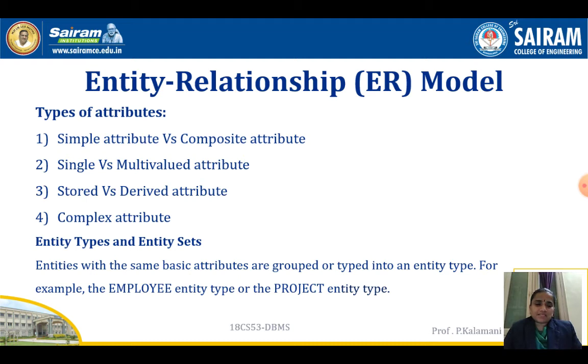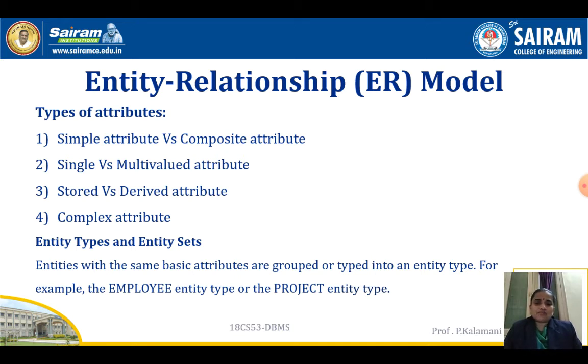A multi-valued attribute means the attribute will take more than one value. For example, if we take the phone number or mobile number of a student, one student may have more than one phone number. And if we take email ID, one student or faculty can have more than one email ID. That is an example for multi-valued attribute.